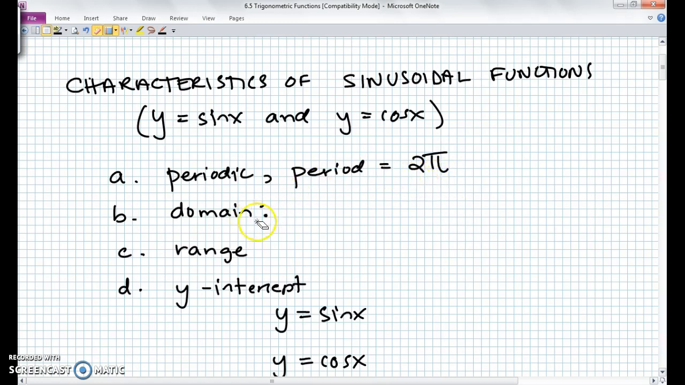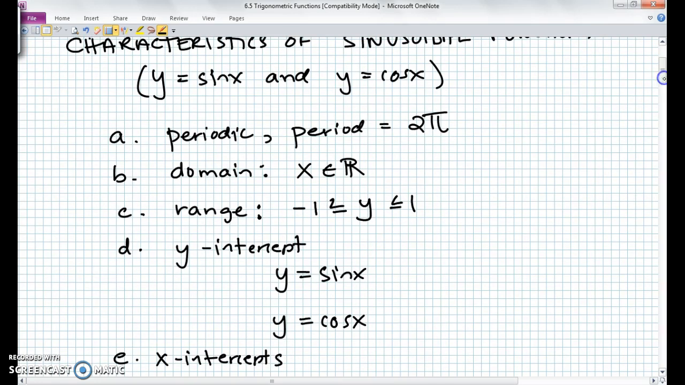Okay? Now we've talked a lot about domain. What's the domain for both of these functions? Andrew, what's the domain for both of these functions? All real numbers. Okay? And what about the range for both of these functions? What's the range, Maddie? Very good. Okay, between -1 and 1.